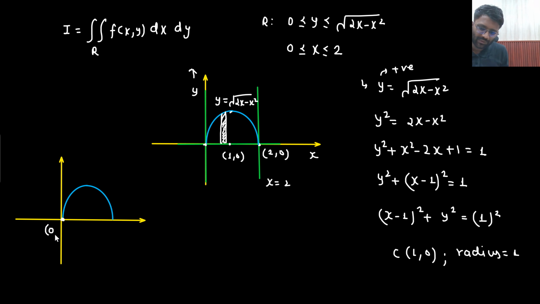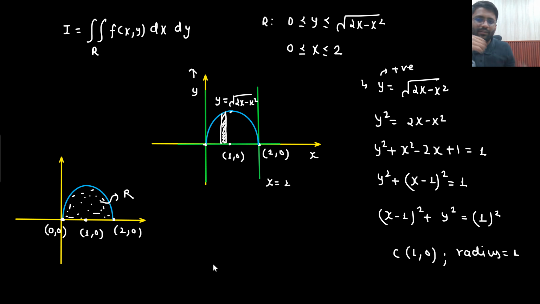This is your (0, 0) and this is your (2, 0). So this half circle I have made. So this is the region R. Over this region R you need to calculate the integral of f(x, y) dx dy. Understandable? This point will be (1, 0). The radius is 1. This point will be (1, 1), which is not a matter of concern. This is what you are supposed to calculate.